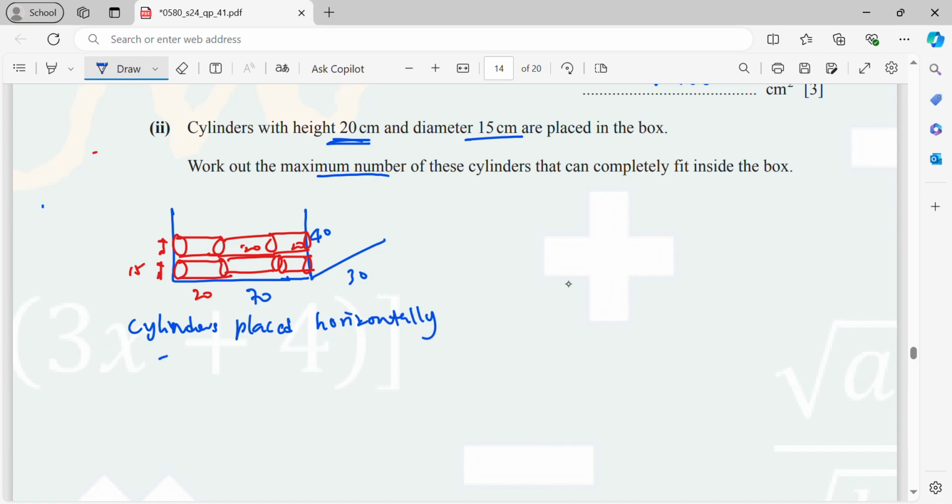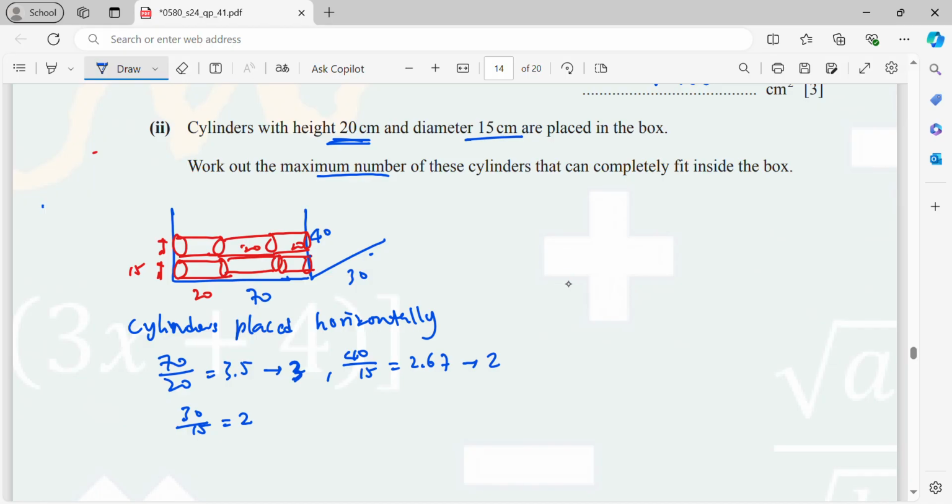Right? So 70 over 20 is 3.5. So I can only place 3 cylinders at the bottom row here. And then 40 over 15, that is 2.67. So it will be 2 rows. Okay, then for this 30, I can just write 30 over 15, that is 2. That means here you can just put 2.